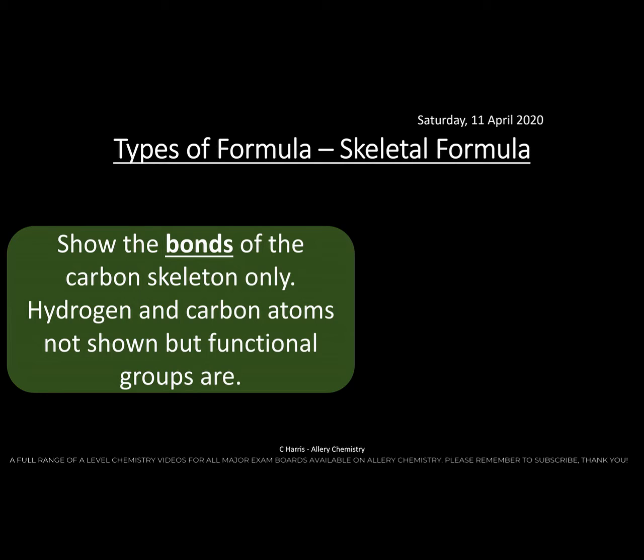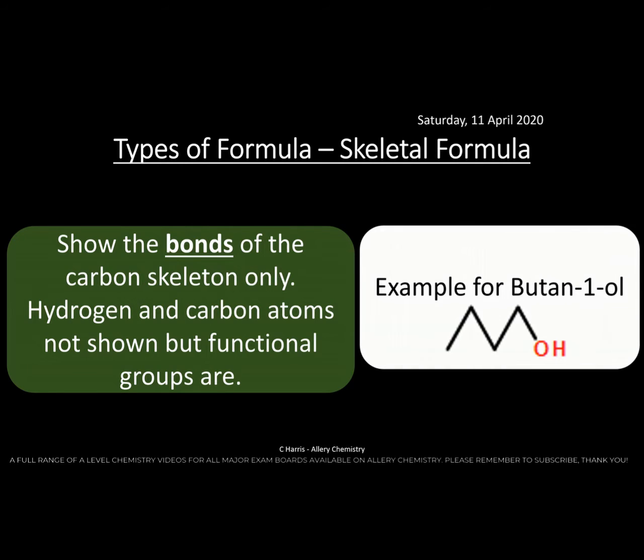So we show the bonds of a carbon skeleton only, and hydrogen and carbon atoms are not shown in the skeletal formula, but functional groups are. So for example, we'd seen butanol before. Instead of writing CH3, CH2, CH2, CH2, OH, we literally draw a zigzag line. And the rule is every point on the zigzag line is a CH. Now we know this is an end carbon, so this is going to be CH3. That's CH2, that's CH2, that's CH2, and then OH at the end.